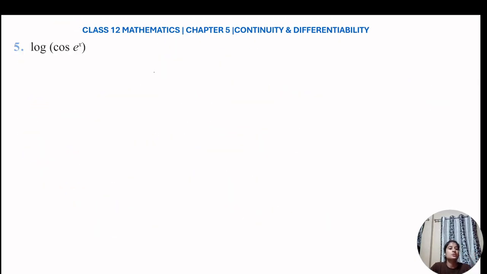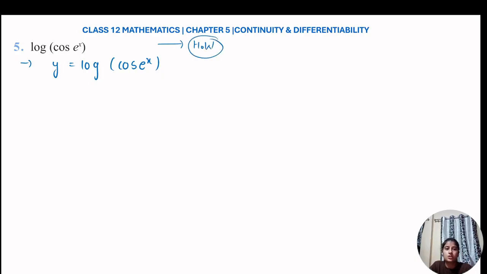Okay, so this is question number 5, that in here also take this as y is log of cos of e raised to x. Now I think you can do it by yourself. This will be homework for you, because इसमें same करना है हमें, same as it is.